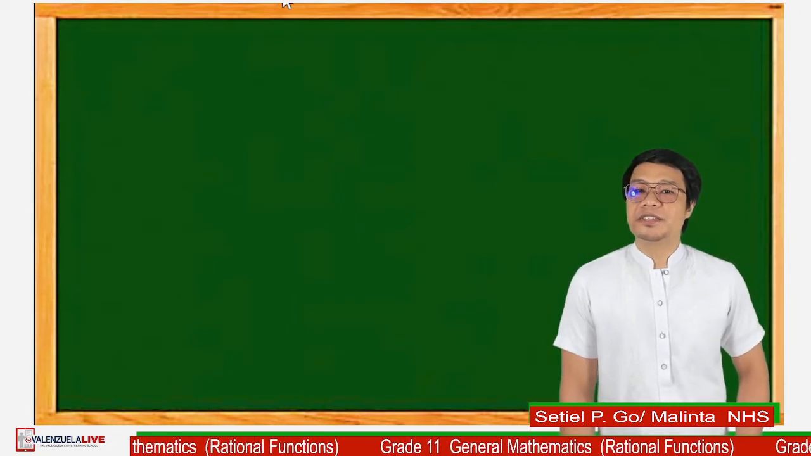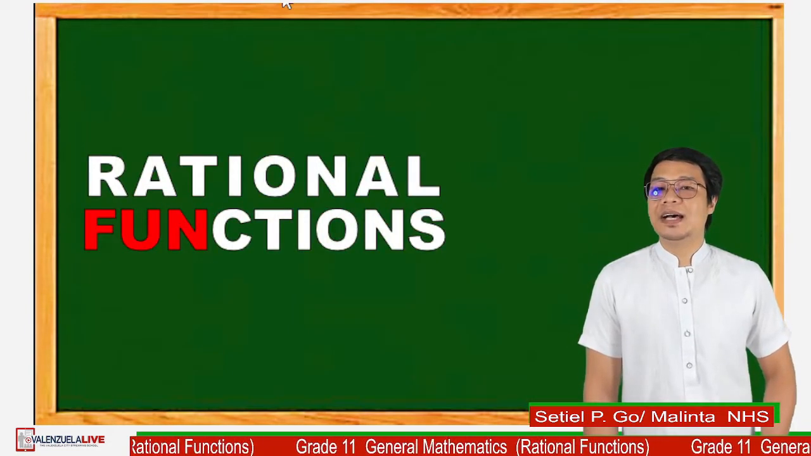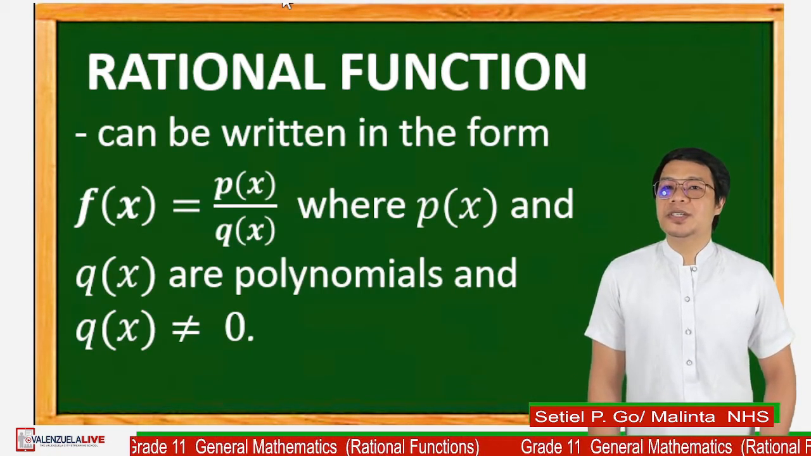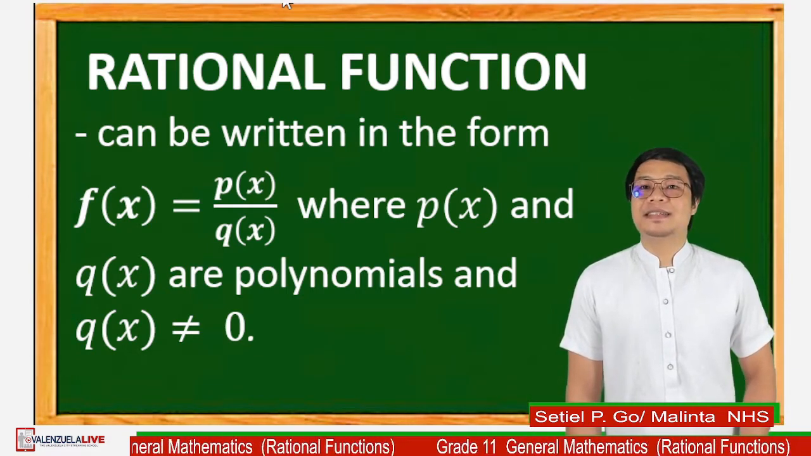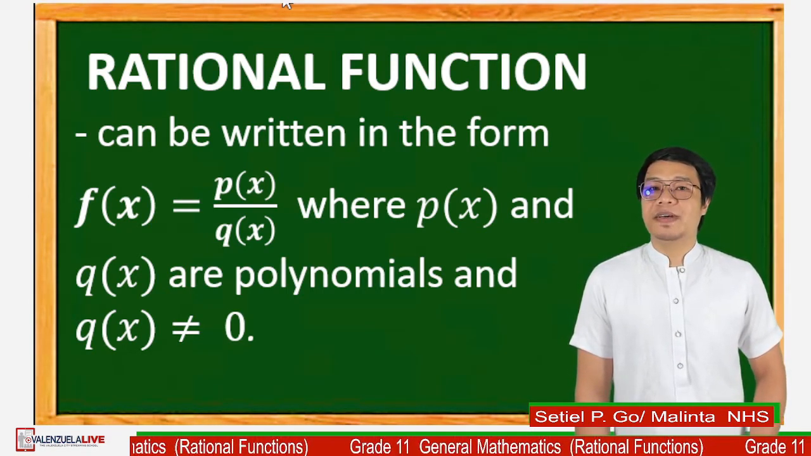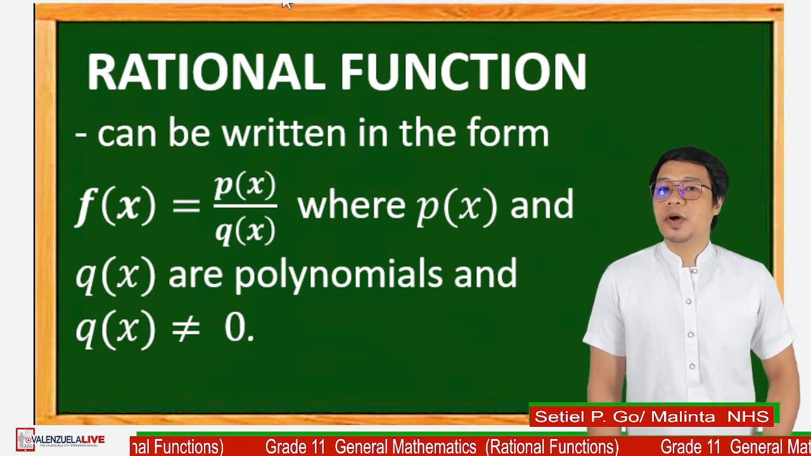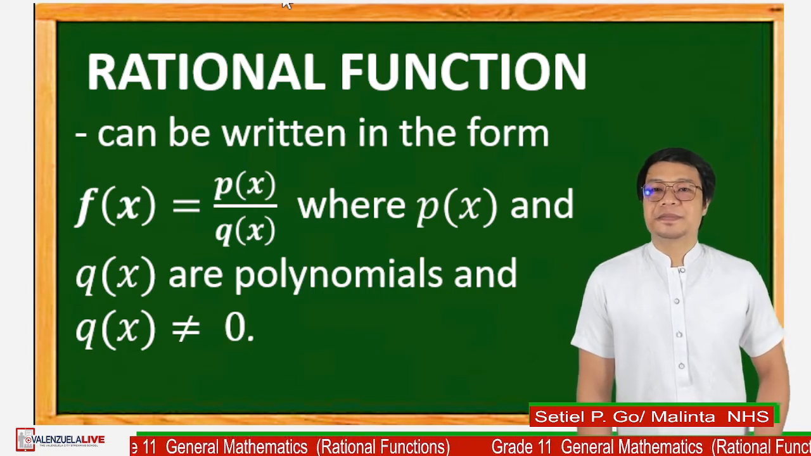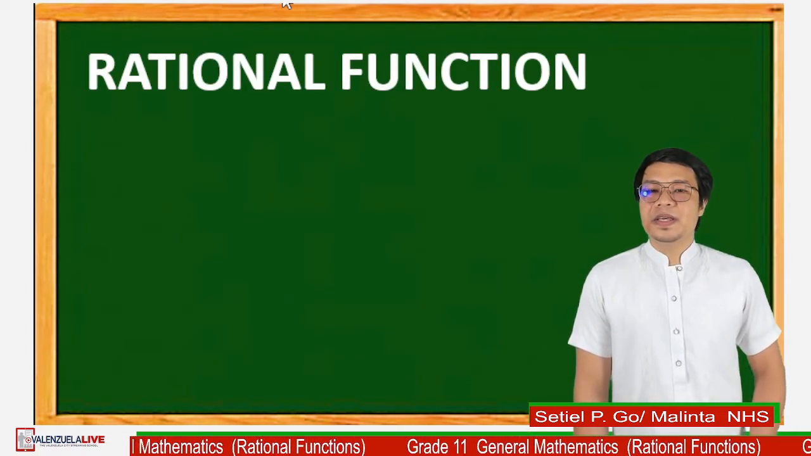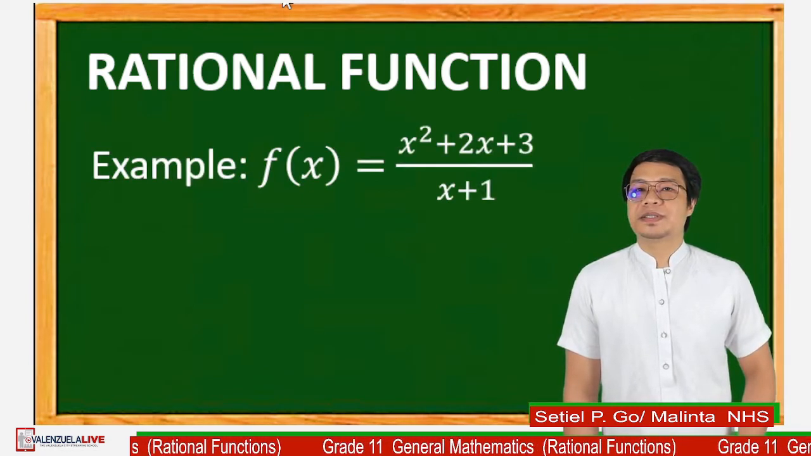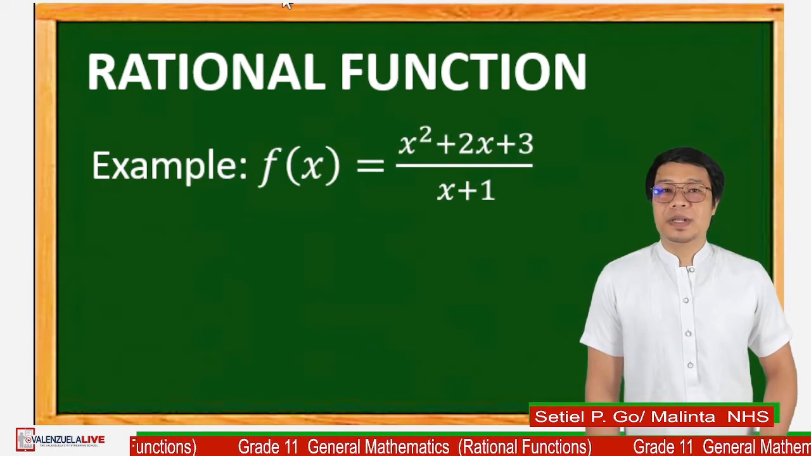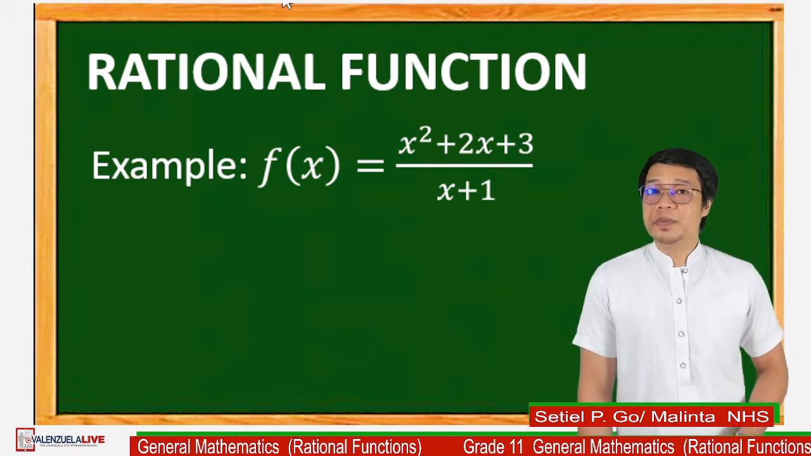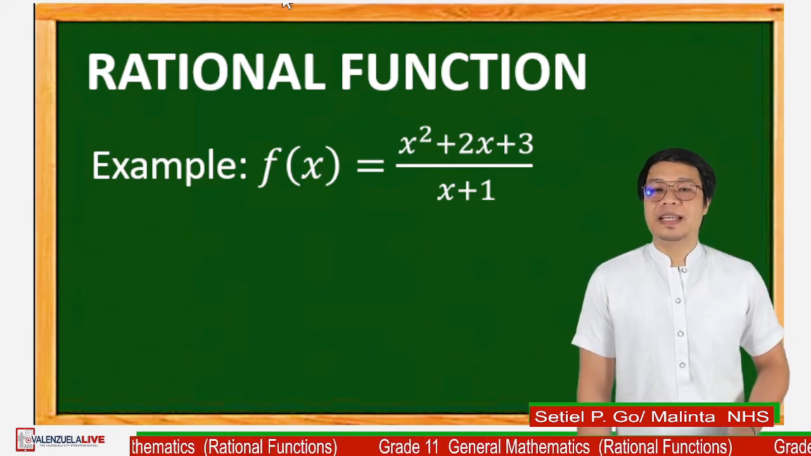In order for us to understand further about the rational function, let us have its definition. Rational functions can be written in the form of f of x is equal to p of x over q of x, wherein p of x and q of x are polynomials, and q of x, take note of this, is not equal to 0. Here is an example of a rational function. F of x is equal to x squared plus 2x plus 3 over x plus 1. As you notice, the numerator is a polynomial, and so is the denominator.